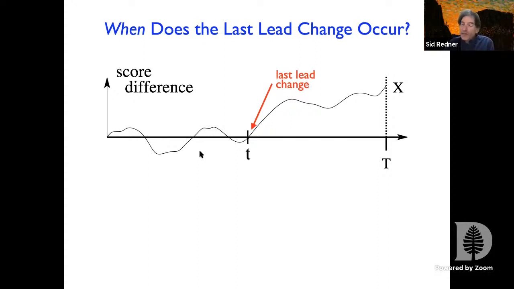And again, when I was first thinking about this problem, I thought, well, evenly matched teams, there's lots of lead changes. So the last lead change should occur close to the end of the game. And boy, was I wrong. So first of all, let's now calculate this.